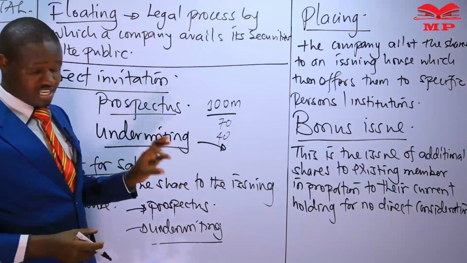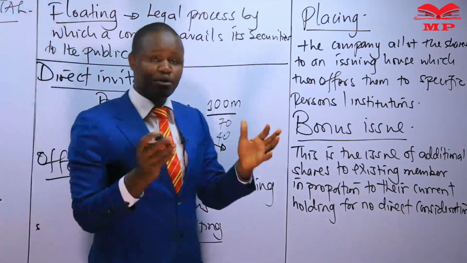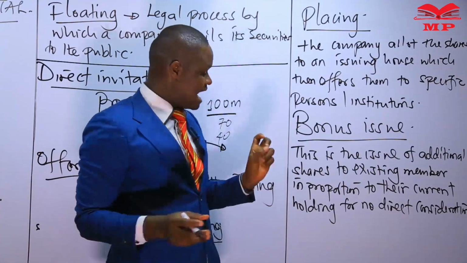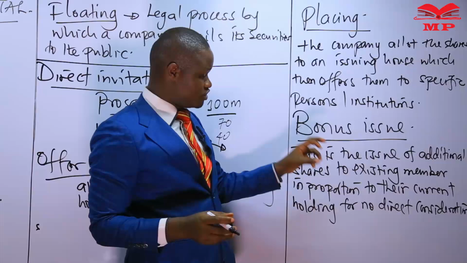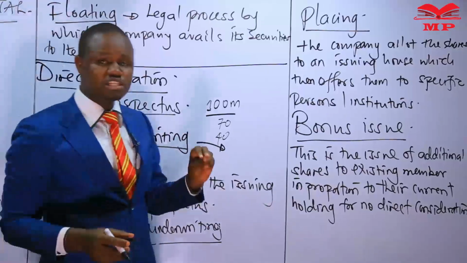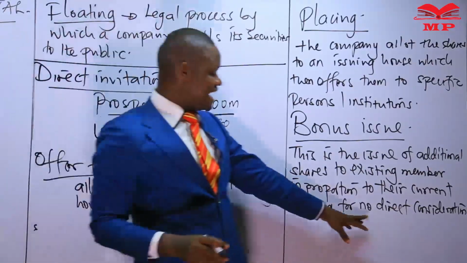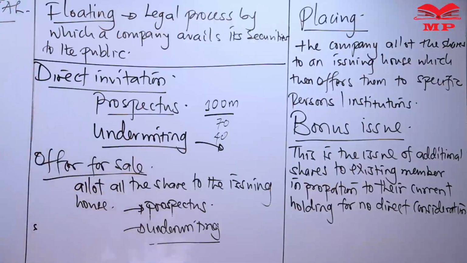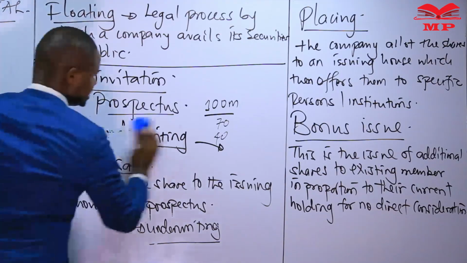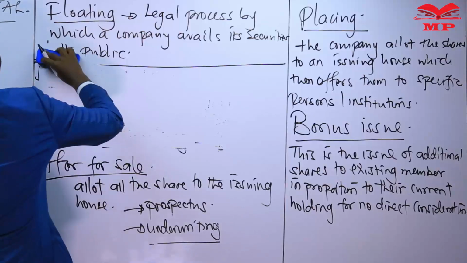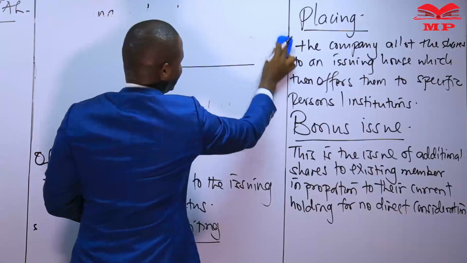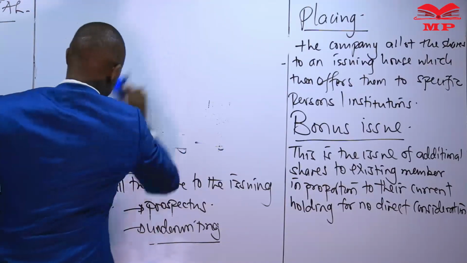We are issuing additional shares to existing members in proportion. We are getting as much as we have, depending on the number we have. So we are issuing these shares in proportion to their existing shareholding. And most importantly, what makes it a bonus is that they are not giving us any consideration directly. So the question should be, how do we finance a bonus? Now that we are not getting anything directly from the receiving members, where do we get the money to finance a bonus?